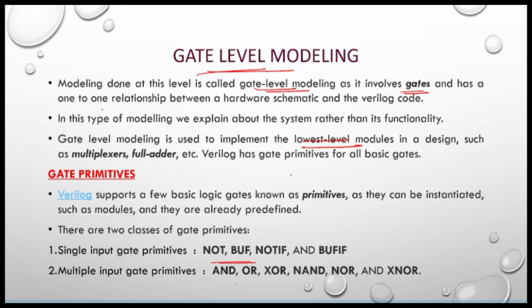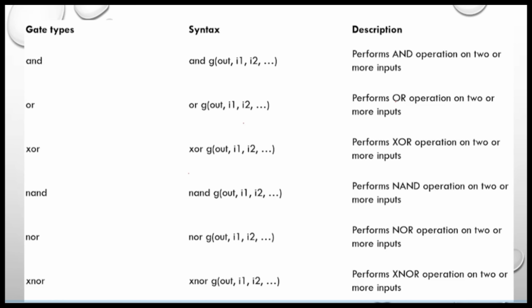So these are the basic gates you will be using. All these are called gate primitives. These gates are already inbuilt in Verilog. What you need to do is just call the gate and write a program using these gate primitives. So these are the gates that are already inbuilt in Verilog.